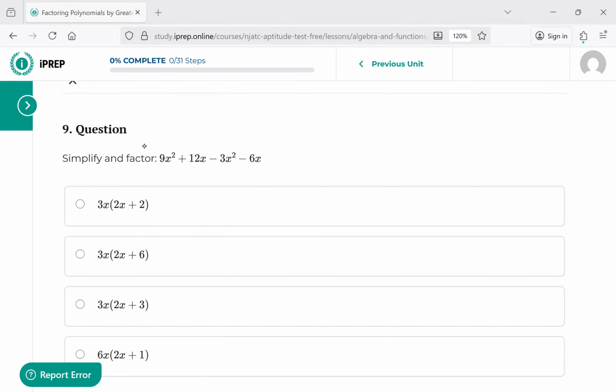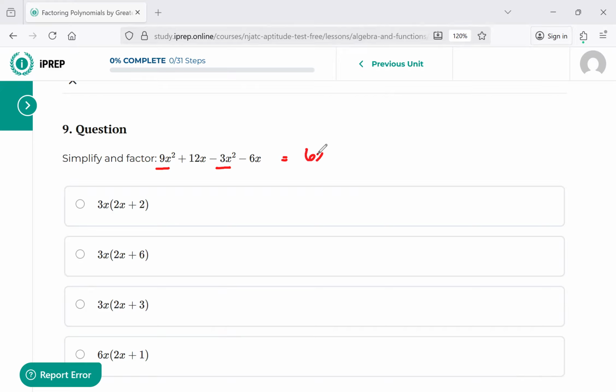Okay, this one, simplify and factor. So we have 9x squared plus 12x minus 3x squared minus 6x. This one you do have to simplify a little bit by collecting like terms. So let's start with the highest power. Our highest power is x squared. So you have a 9x squared here and a negative 3x squared there. So what is that going to be?